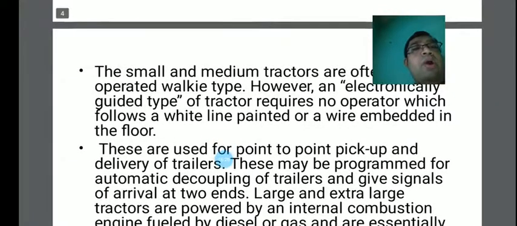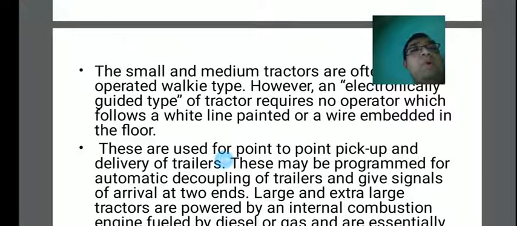These are used for point-to-point pickup and delivery of trailers. That means they work like pick and place robots: one point to another point, for point-to-point pickup and delivery of trailers.